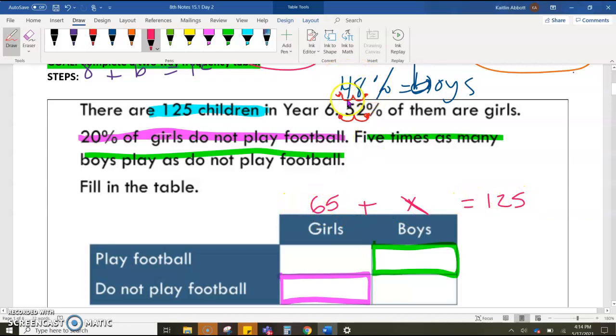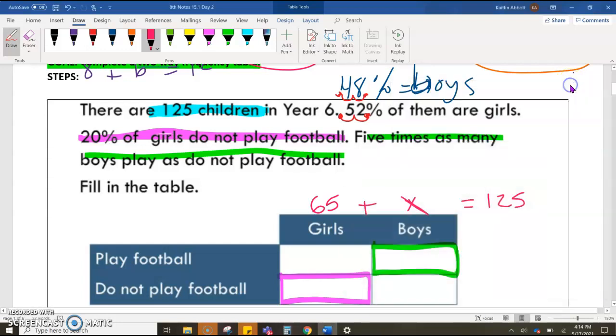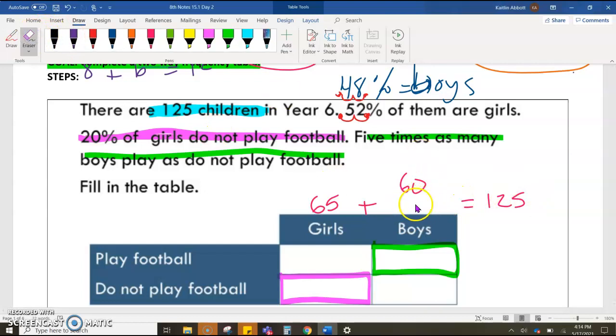But also to practice our percentages, you could also take the same 125 times 0.48. That's for the boys. 0.48 equals 60. So let's check our work. Does 60 plus 65 get us 125? Well, 0 plus 5 is 5, okay. And 6 plus 6 is 12. There's 125. Perfect. So there's our total for boys and girls.